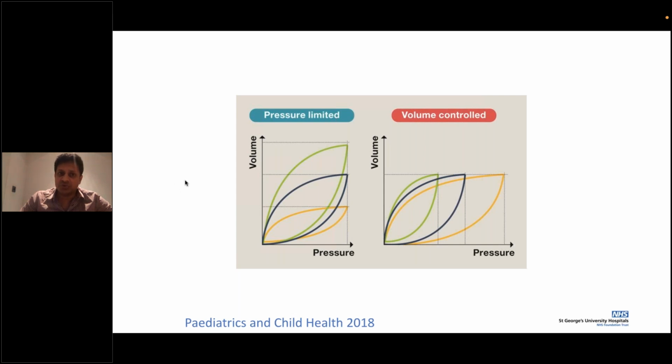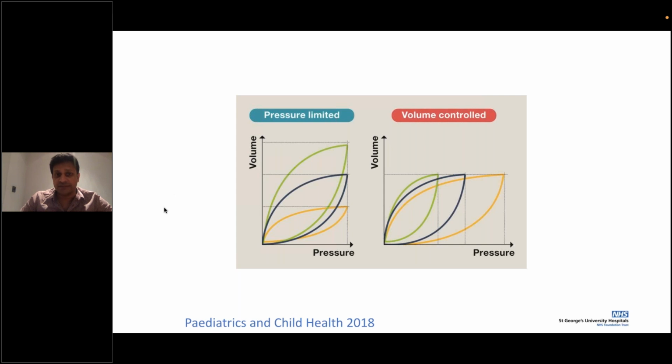As opposed to that, on the left-hand side, what you can see is pressure-limited ventilation. You've set this baby on a standard pressure of 25 over 5. When the baby was unwell, the volume delivered to the lungs is less, but once the compliance of the lung improves with time, the volume that is delivered is higher and higher, causing more volume trauma.